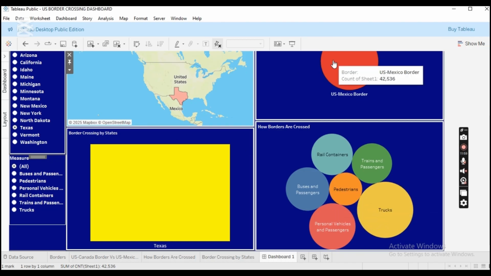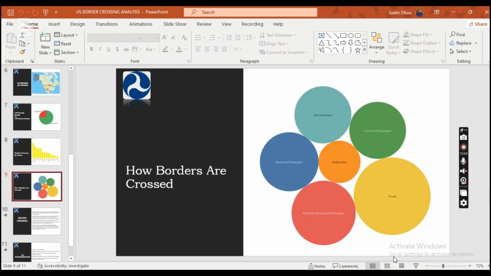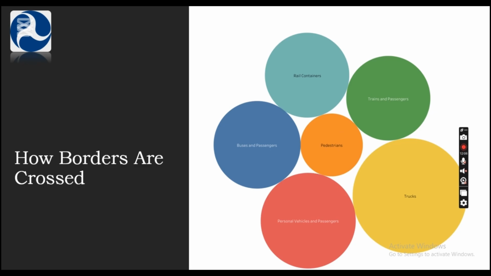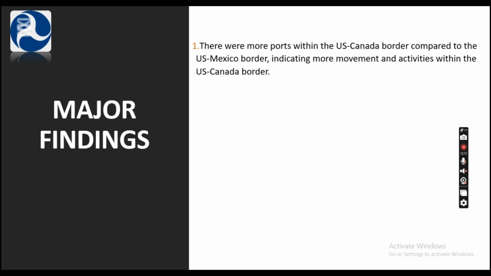All right. So let's go to findings, things that we found as we were doing this project. Number one, one of the major findings is that there were more ports within the US Canada border compared to the US Mexico border, indicating more movement and activities within the US Canada border, right? So what it means is that there are more economic activities moving on within that area.